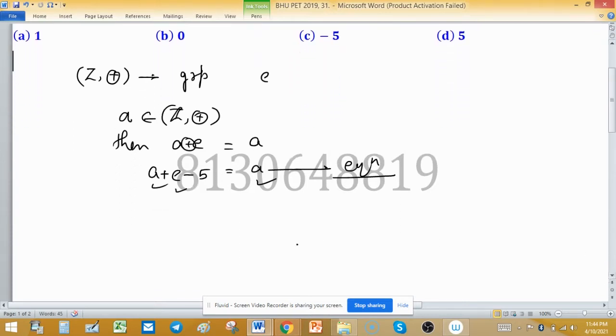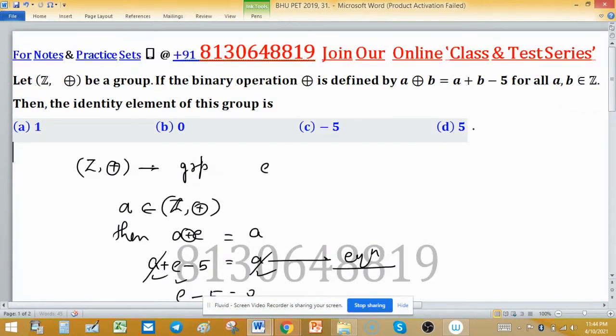This is an equation in terms of integers, so you can cancel out. Otherwise you cannot, because the cancellation law holds whenever you can operate with the inverse element. But we cancel out as we normally do in mathematics, because these are integers. So e - 5 = 0. This implies that e is 5, which means the identity is 5. So option D is correct.